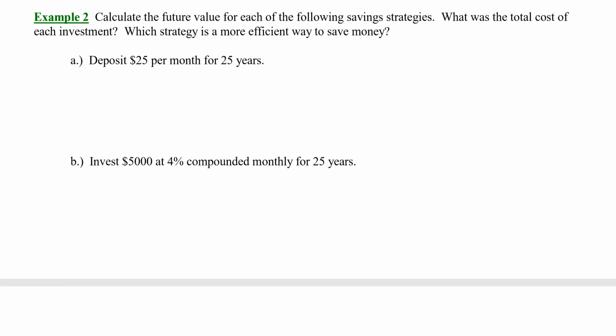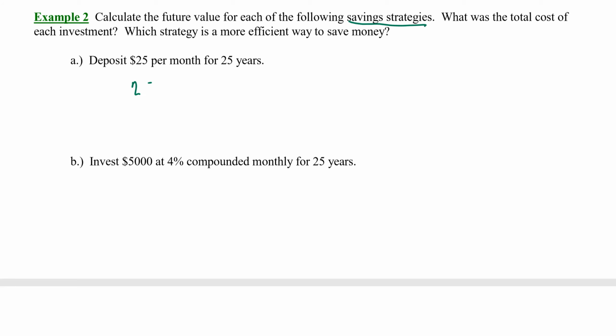Number 2, calculate the future value of each of the following savings strategies. What was the total cost of each investment, and which strategy is a more efficient way to save money? Okay, so you're planning for a long-term investment. You're going to start saving money over a long period of time, which is an excellent and wise decision. Example A, or strategy A, says you're going to deposit $25 per month every month for 25 years. That's pretty doable. $25 a month every month, and you're going to make that a habit for the next 25 years. Let's figure out the future value of this investment.